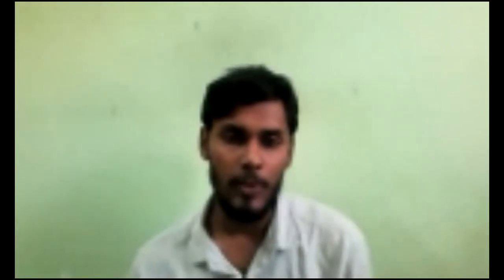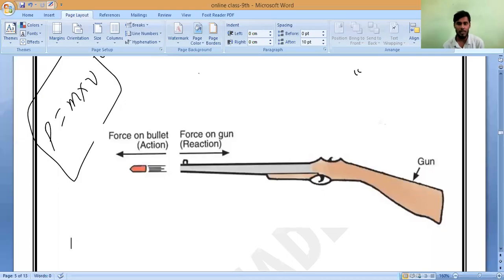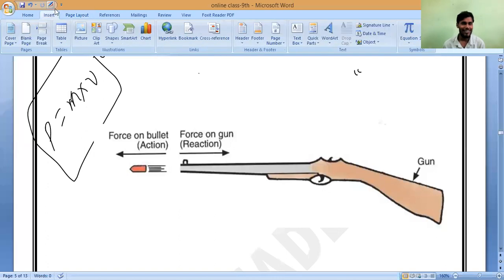So all of you understand this picture, can you see this? This is what we can say is the recoil of a gun. What should we call this? Gun. Correct or not? Tell me. Yes, sir.